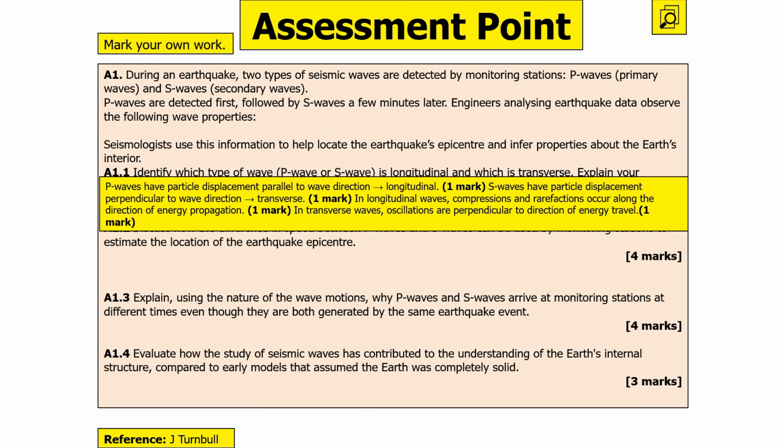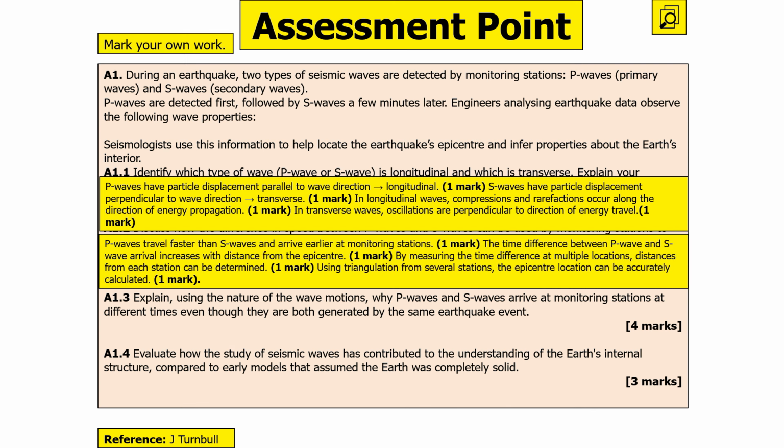Now, P waves have a particle displacement parallel to wave direction, so therefore they're longitudinal. S waves have a particle displacement perpendicular to wave direction, so are transverse. In longitudinal waves, you get compressions and rarefactions occurring along the direction of energy propagation. In transverse waves, oscillations are perpendicular to the direction of energy transfer.